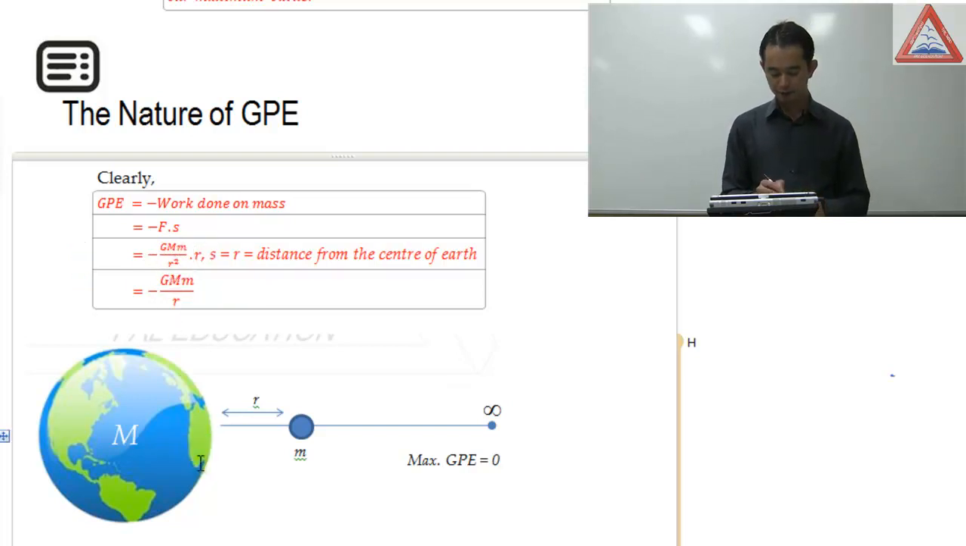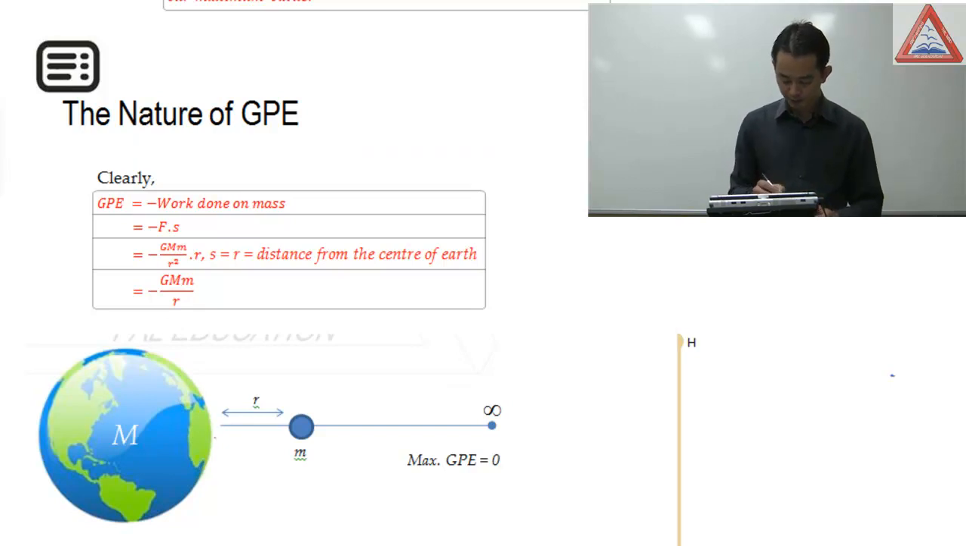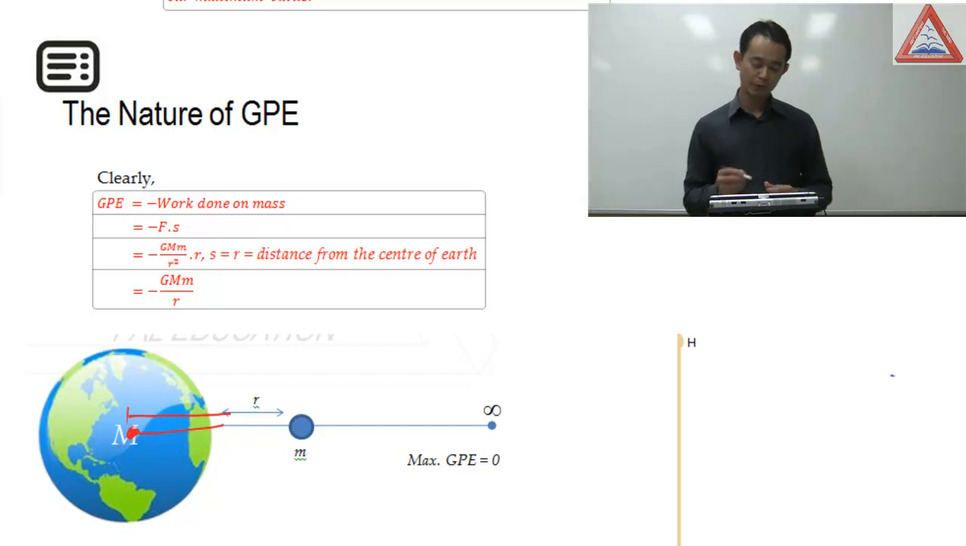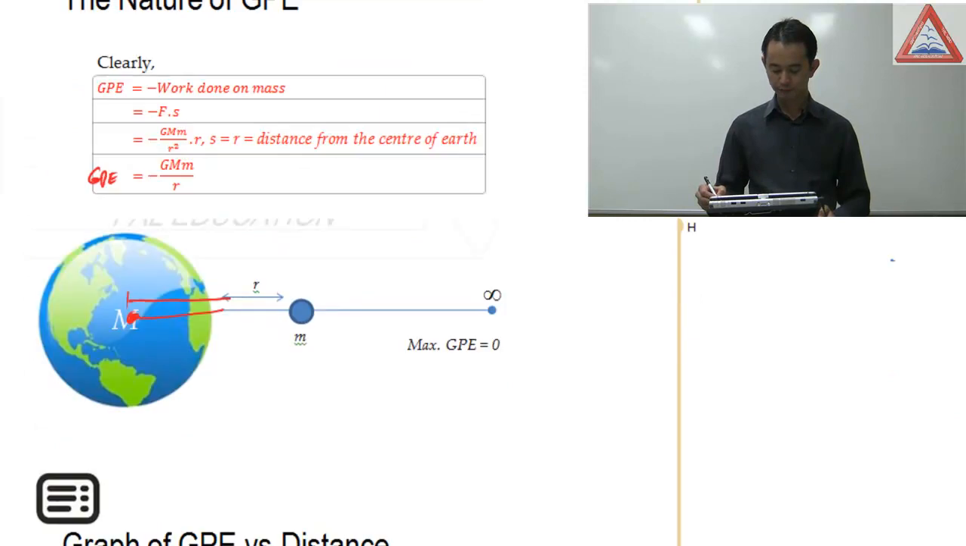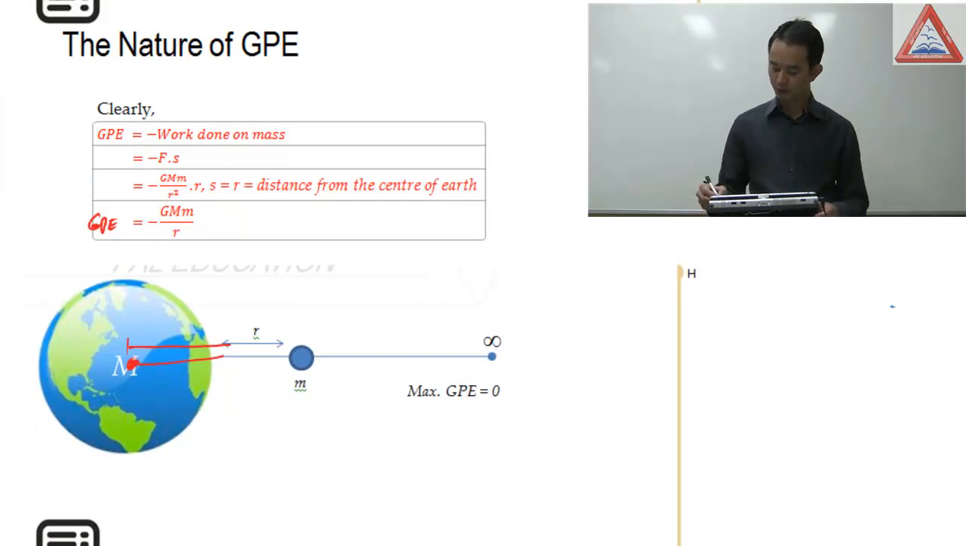Now the distance that you move will be referenced to the center of the Earth. So r is not from here to here. In fact, r is measured all the way from the center of the Earth. Okay, so if you put it all together, you will get GPE to be minus G big M little m on r, where big M is the mass of the planet and little m is the mass of the object. Okay, nice and easy. I hope you understand that.